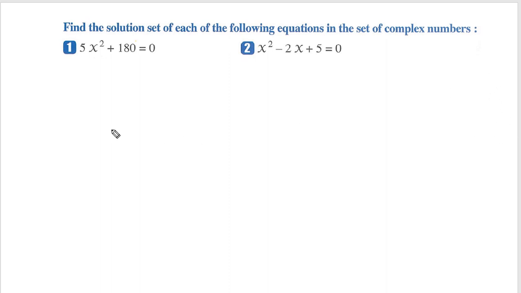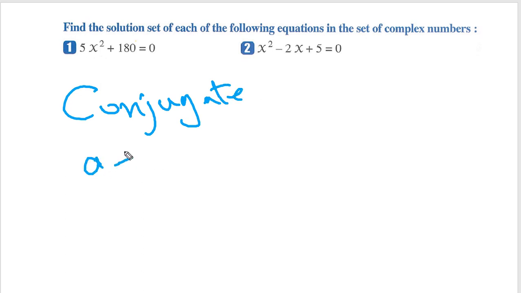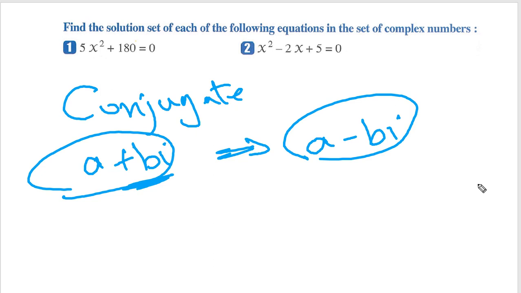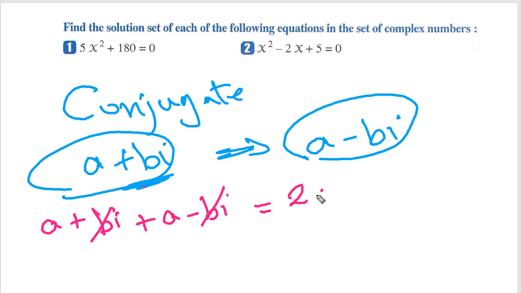Conjugate. What does this word mean? If you have a plus bi, its conjugate is what? Change this part. It will be a minus bi. Okay? If you add them, this number plus this number, look, this is negative and this is positive. Then a plus bi plus a minus bi, the bi minus bi will be 0. Then it will be 2a. This is a real number. Then the number plus its conjugate must be a real number.